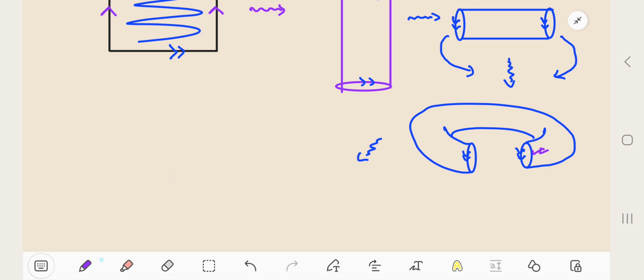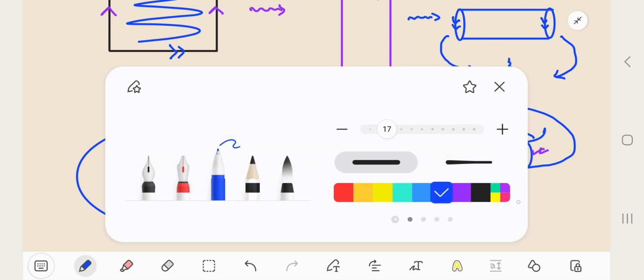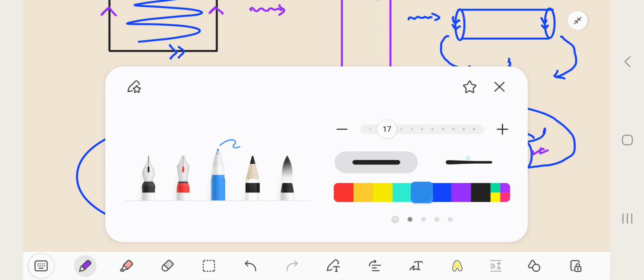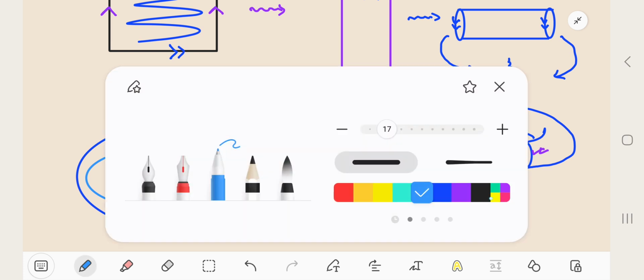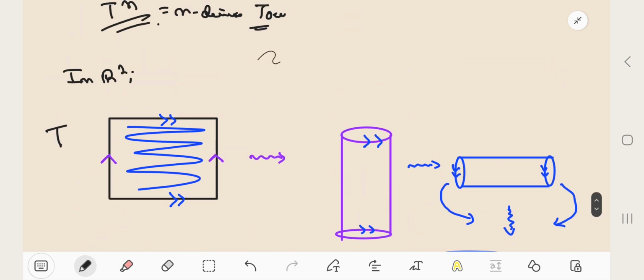Let me draw it in a bigger way. Okay, so now you can observe that one of the identified edges, these vertical edges, constitutes one of the circles here, and the other edge which we have, the horizontal edge, will constitute this circle. Clear? Okay, and this is exactly the topological construction of a torus.